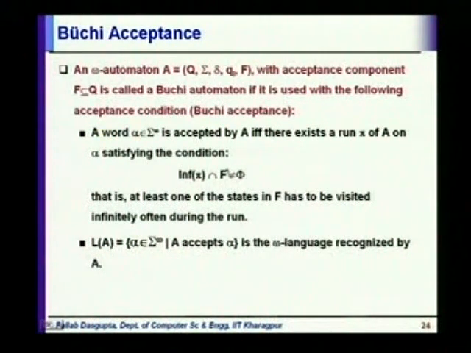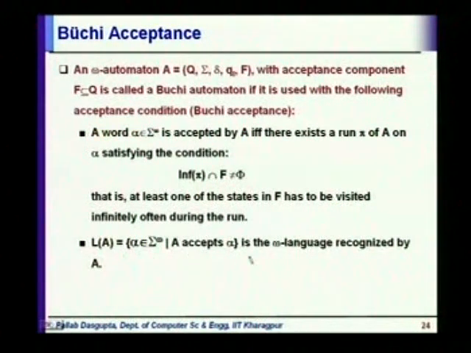Okay, F is the set of accepting states, and Büchi acceptance says that accepting states must be visited infinitely often. This tells you that on the input alpha, this automaton traces the path pi, and in pi there is some accepting state which is visited infinitely often. Therefore, this is an accepting run of the Büchi automaton. Is it clear now?